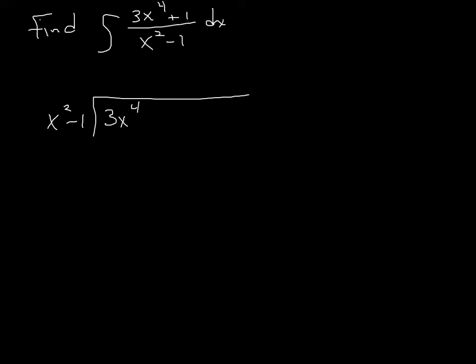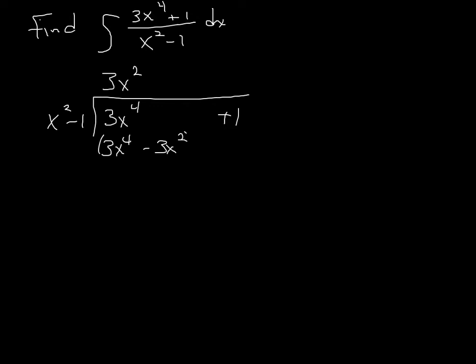I'm going to leave myself a gap just to make sure, because I'm going to end up having to fit some pieces in there. So I'm not sure how much room I need, but we'll find out. All right, so I ask myself then, what do I have to multiply x squared by to get 3x to the fourth? And so that's going to be 3x squared. And then I multiply. So 3x squared times 3x squared is 3x to the fourth. And 3x squared minus 1 would be minus 3x squared.